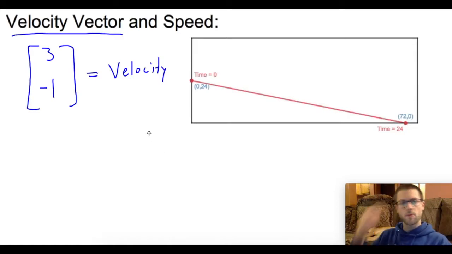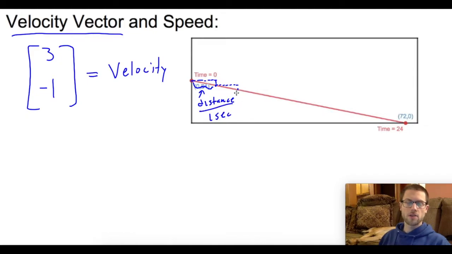Notice this is different than the speed. This is just my velocity. I go over 3 and down 1. This isn't really to scale here, but let's say that this is over 3 and down 1. This would be 1 second, and then over 3 and down 1 for the next second. Each one of these is the size of my velocity vector, and the size of my velocity vector is how much distance I've traveled in 1 second. And this is irrespective of the time. So the length that I've drawn here is essentially what the speed is.